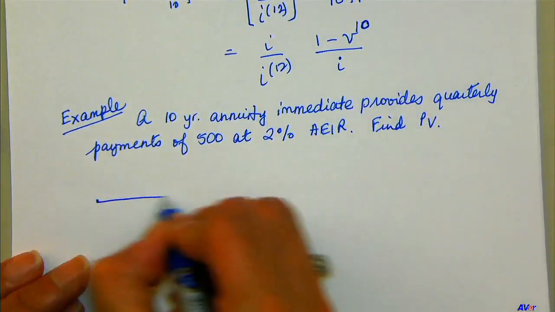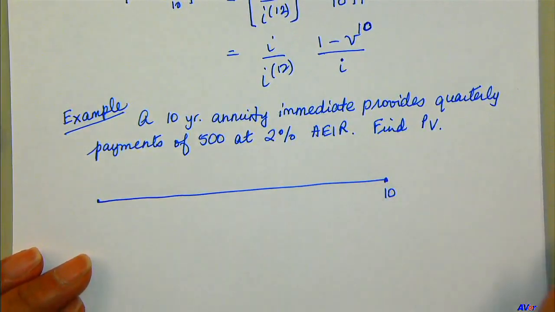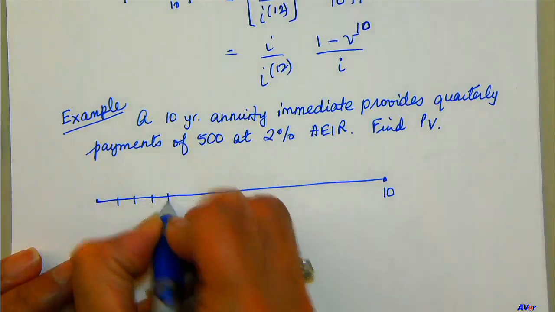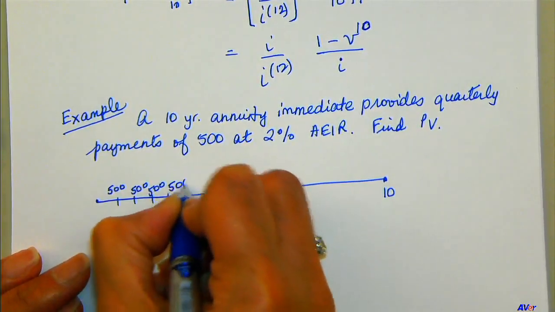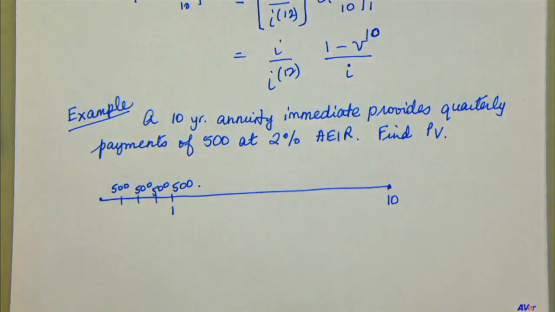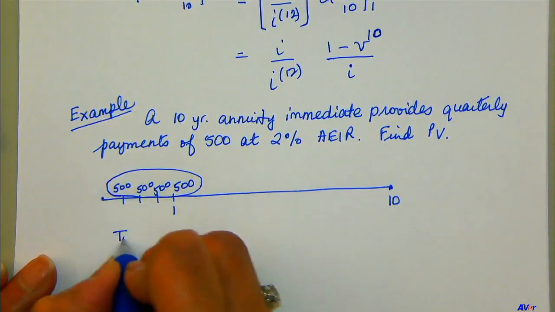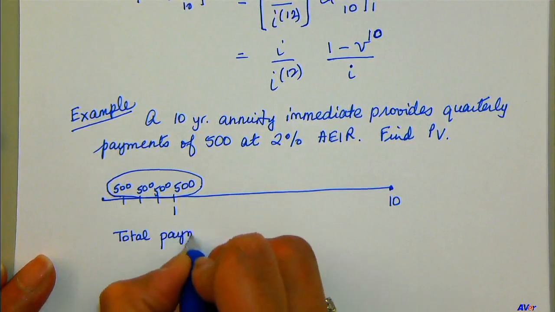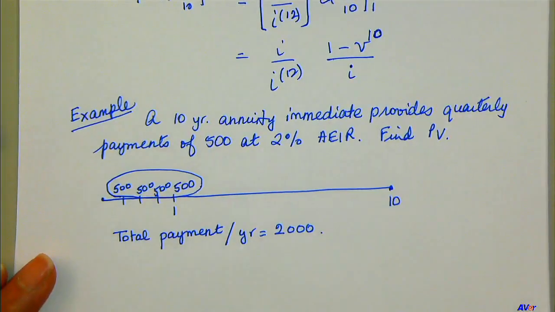Timeline. 10-year annuity, so write 10. Payments are quarterly: 1, 2, 3, 4. 500. If you're going to use the new formula and not find the quarterly rate like we would have done in Chapter 3, then you have to find this total payment for 1 year. Total payment per year is equal to 2,000. That's the first thing, right?